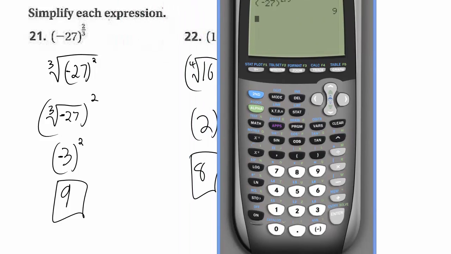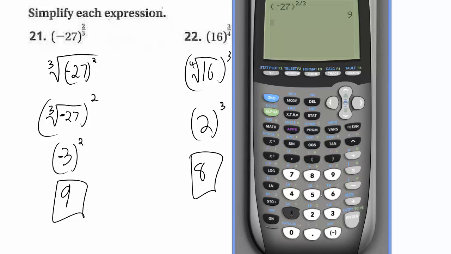If you want to confirm using a calculator, you take 16 and you raise it to the 3/4 power. You can type it that way, or you can also type it using alpha y equals, in case you want to see the 3/4 power look a little nicer. Either way you get 8.